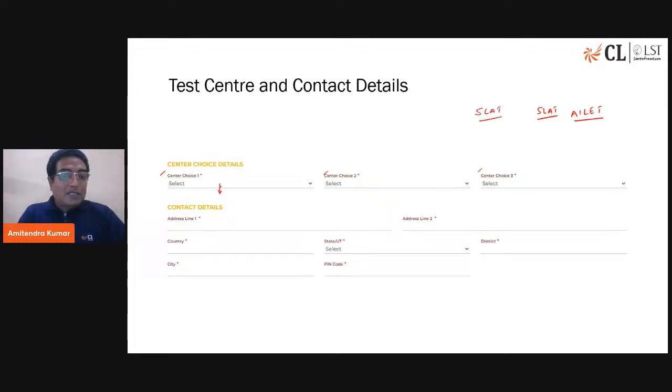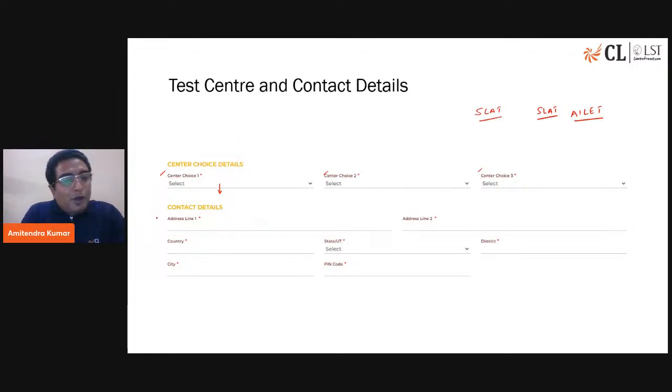So in case the city where you reside is not a center, please select in such a way that you do not have to travel too much actually, because hopefully if your SLAT center is not an AILET center, then it would become very difficult. So be a little bit careful. You can wait for some time even actually, but then you also need to understand SLAT forms generally come out in the month of February. So if that happens, probably you will go ahead and fill the application form for AILET, but you be careful as far as the 3 choices of the centers are concerned. You can select them from the drop down.